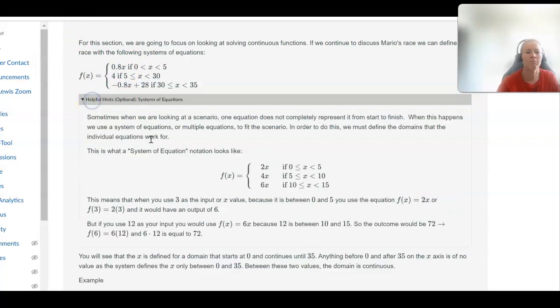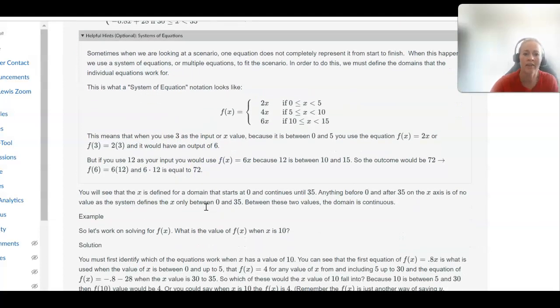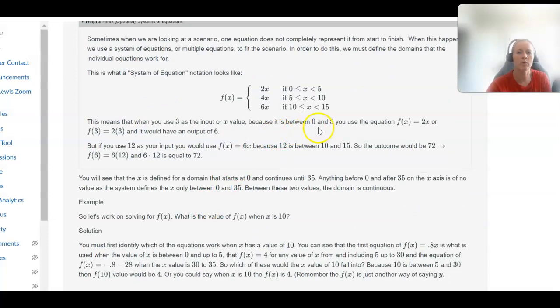Okay, let's look at these helpful hints. Sometimes when we are looking at a scenario, one equation does not completely represent it from start to finish. So this is why we use these multiple equations, this piecewise function. This means when you use 3 as the input or x value, because it is between 0 and 5, you use this equation, f of x equals 2x. If you use 12, it has to be 6x because 12 would fit in between this area, okay?